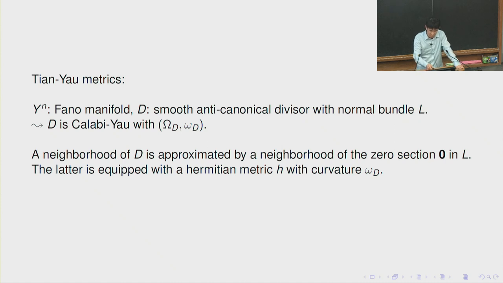Again, you can write down capital omega D explicitly, but for little omega D, you have to rely on Yau's theorem, but that's one dimension lower. So D is one dimension lower than Y. And then we look at the neighborhood of D. It's not exact, but it can be approximated by a neighborhood of the zero section in the normal bundle. This omega D is essentially in the cohomology class of the first Chern class of L, so it determines a Hermitian metric on the normal bundle.